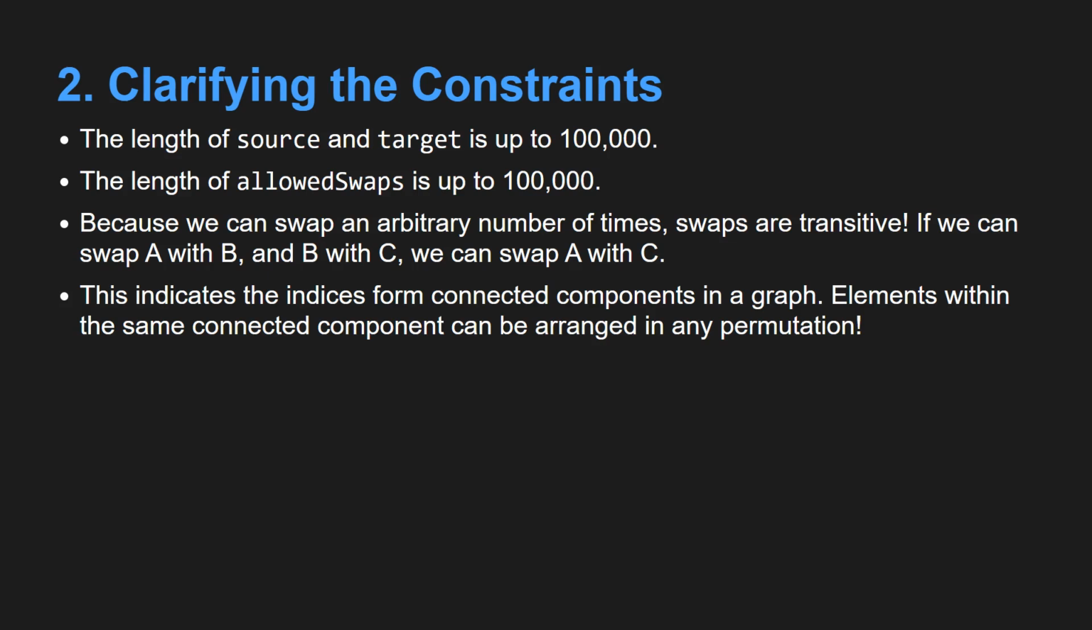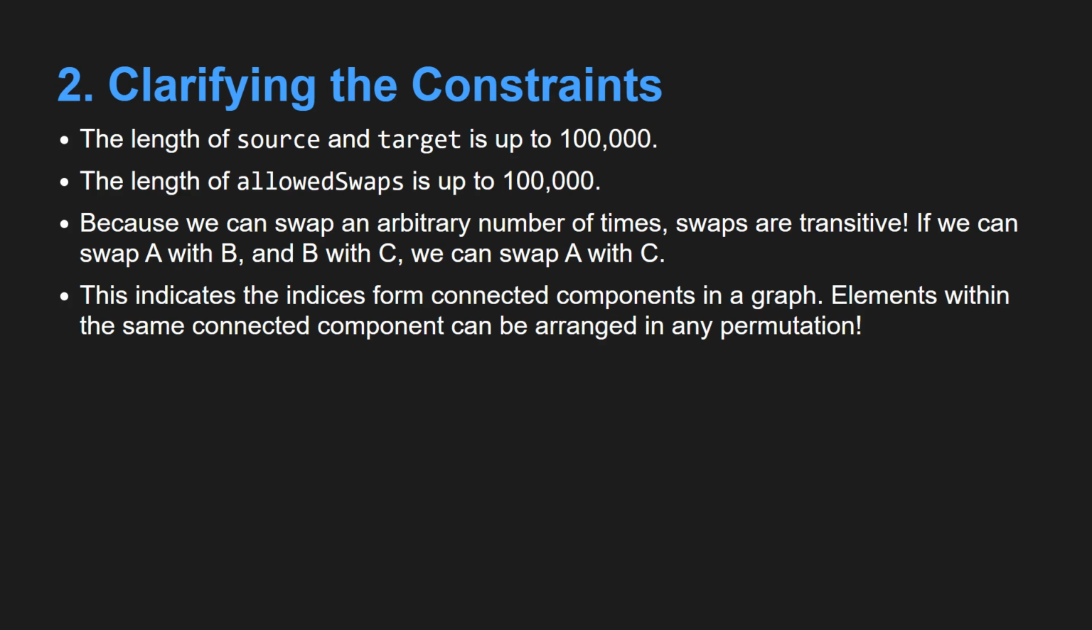Let's clarify the constraints and the key insight. The length of the arrays and the allowed swaps can be up to 100,000. This means an O(n squared) algorithm would be too slow. The most important insight here is that swap operations are transitive. If we can swap index A with B, and B with C, we can effectively swap A with C by performing a sequence of swaps.